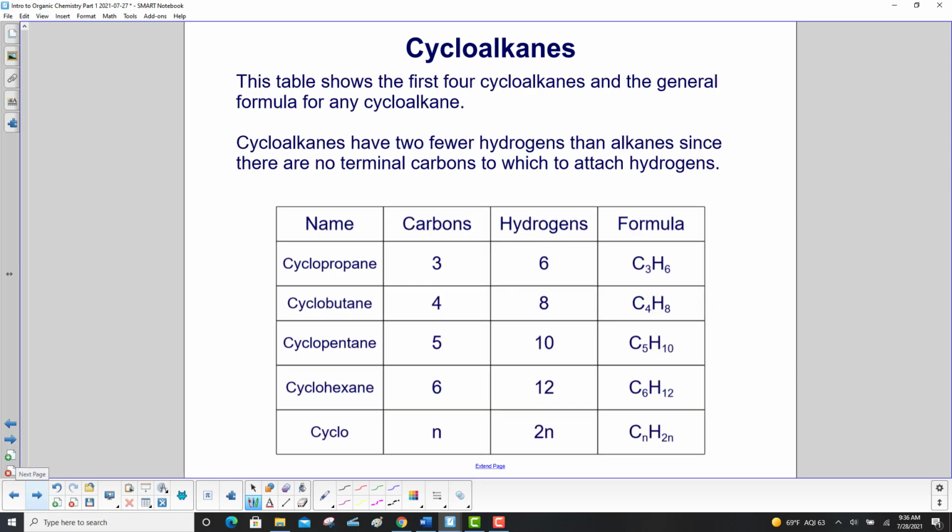This table shows the first 4 cycloalkanes and the general formula for any cycloalkane. Cycloalkanes have 2 fewer hydrogens than alkanes since there are no terminal carbons to which to attach hydrogens, right? Because they're a ring like this, where we had the alkanes in a straight line, you had terminal points here where you could add another hydrogen. So we show cyclopropane through cyclohexane, and the rule is 3 carbons, 2n hydrogens, so it would be CnH2n.